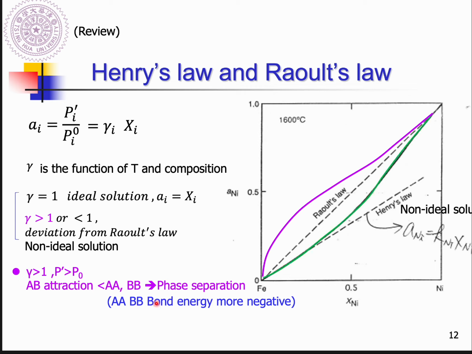If gamma is smaller than 1, it means a negative deviation from Raoult's law. In this case, the vapor pressure after mixture is smaller, because gamma is smaller than 1, right? Smaller means after mixture, the AB attraction or bond strength is stronger, right? So that will lead to a lower vapor pressure after mixture.